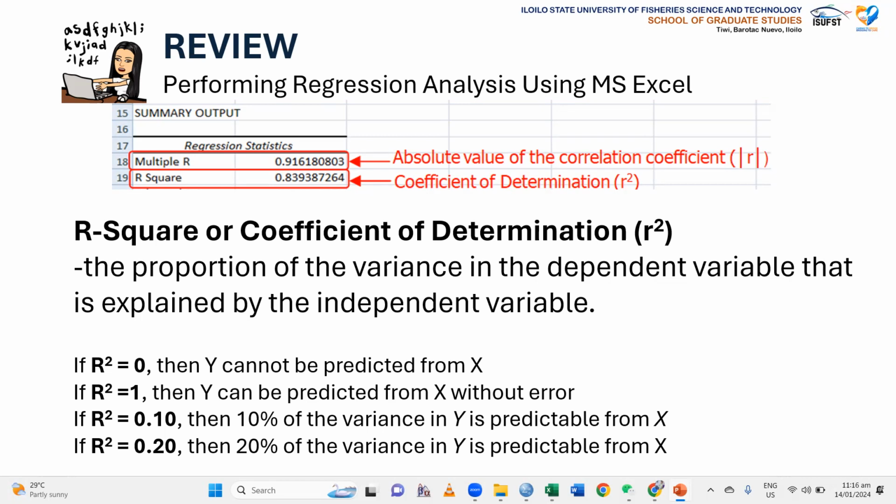If R squared is 0, then Y cannot be predicted from X. If R squared equals 1, then Y can be predicted from X without error. This is perfect prediction, R squared equals 1. If R squared equals 0.10, meaning 10% of the variance in the dependent variable could be predicted by the independent variable. If it's 0.20, 20% of the variance in the dependent variable could be predicted by the independent variable, and so on. Take note that R squared ranges only from 0 to 1, and it is impossible to get a negative value for R squared.